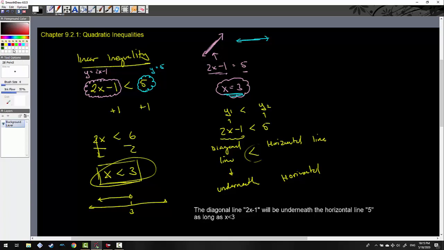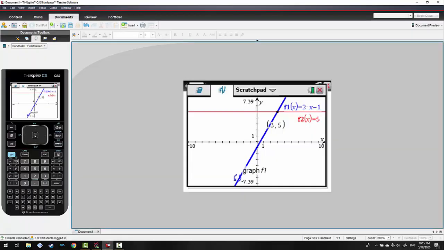Now let's verify if that's actually true. We'll go back to the calculator here for that. So remember, the diagonal line is in blue. We're going to try and find out when the blue is underneath the horizontal line, which is in red. So again, blue underneath red. There are portions, if you look at this graph, where the blue is below the red. And if you look at the point of intersection here, it's 3, 5.